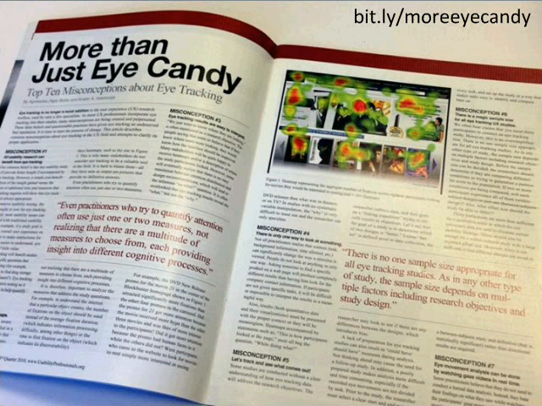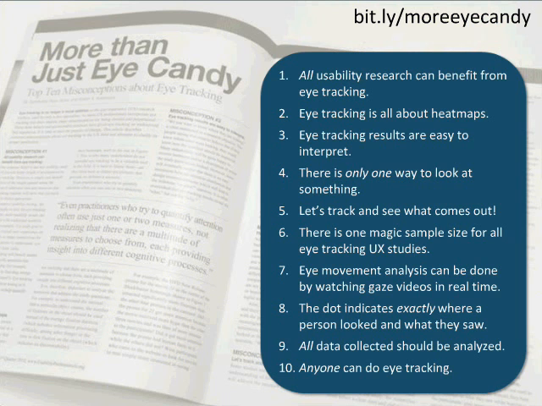A couple of years ago, my colleague Kristen Adamczyk and I described the main misconceptions about eye tracking in an article that was published in UX Magazine. If you want to access it, the URL is listed in the top right corner. In this article we listed 10 misconceptions, and here they are. We're not going to necessarily discuss them all today, but they range anywhere from eye tracking is all about heat maps to you need 30 participants for an eye tracking study. These are the kinds of things we talked about in that article.